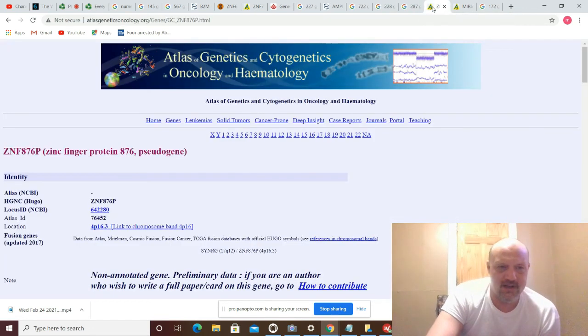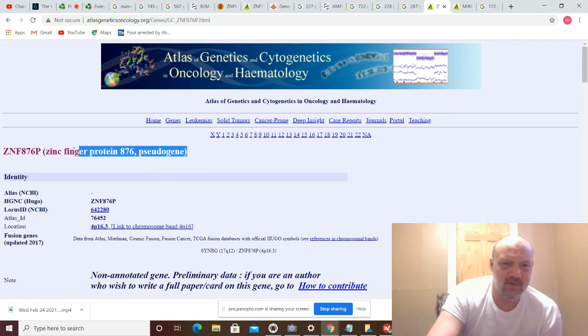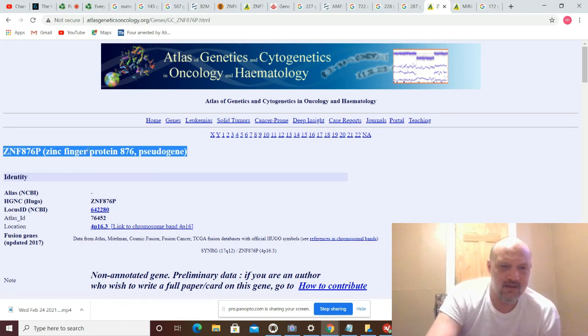That ends up being ZNF876, zinc finger protein pseudogene, and it's right here. So zinc finger protein 876. I think I said 867, but it's 876.